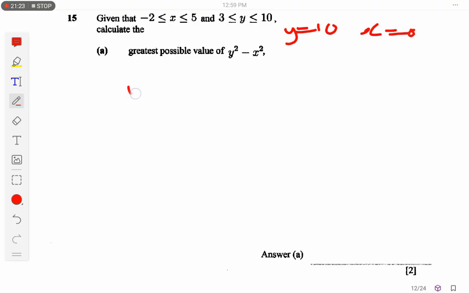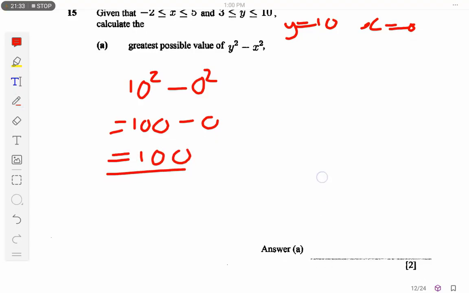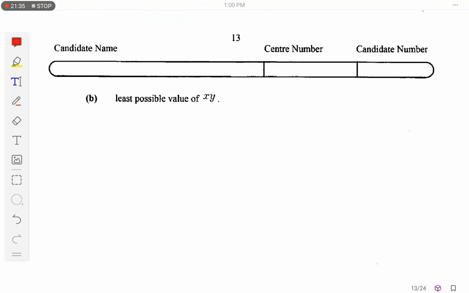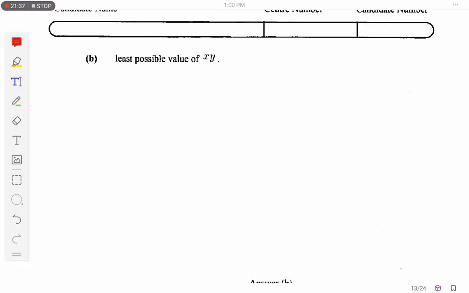So I'll have y, which is 10, 10 squared minus 0 squared, I'll get 100 minus 0, I'll get 100. That's the greatest possible value that I can get. Then the other question is now saying the least possible value of x times y. So we want the least.